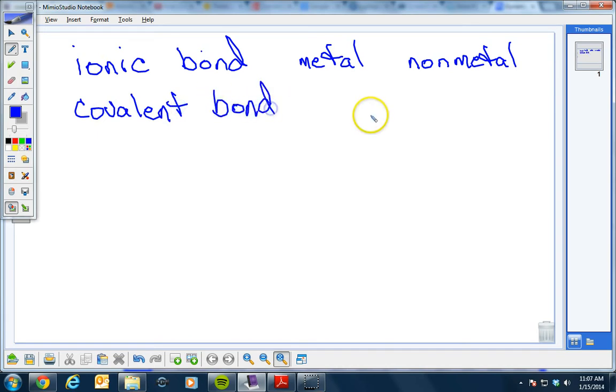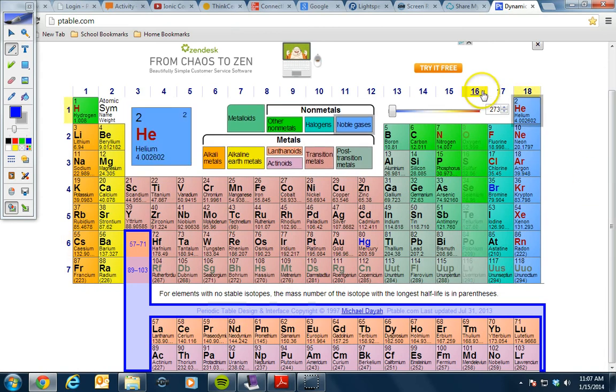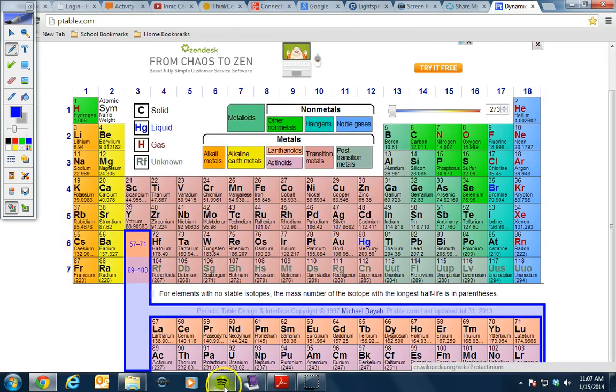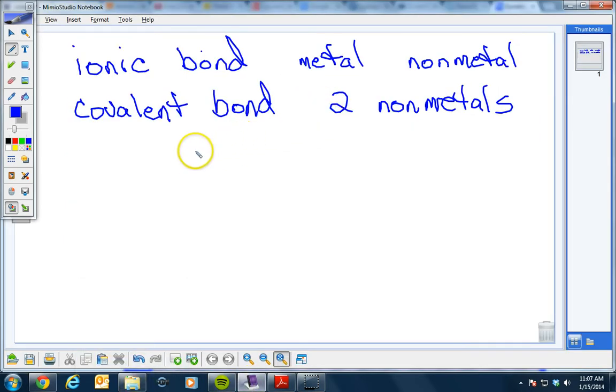A covalent bond is always between two non-metals. But the nice thing about this, going back to the periodic table, the nice thing about covalent bonds and the fact that they're going to be forming a bond is that we once again go back to the octet rule. So we are doing the octet rule, and now it is more important than ever. I mentioned it in ionic bonds, but now we really need to talk about the octet rule.